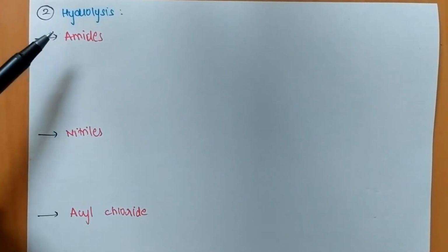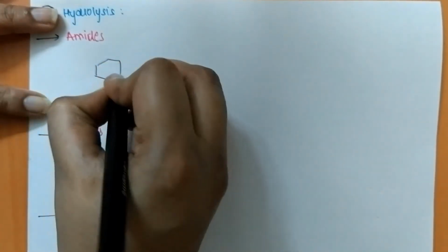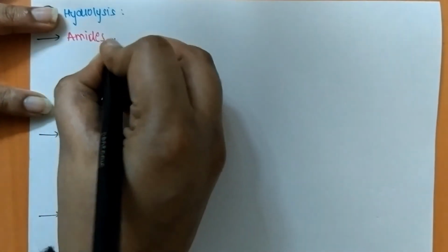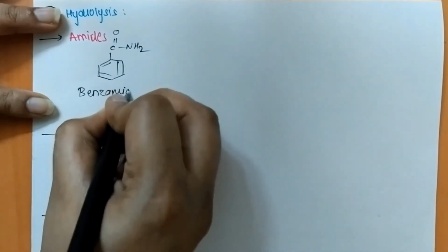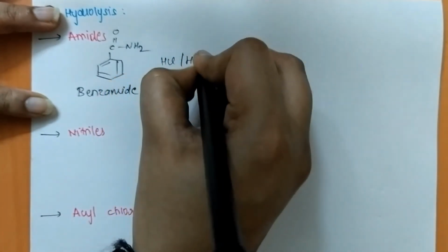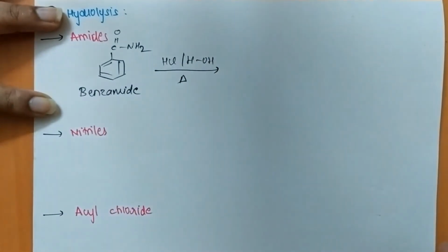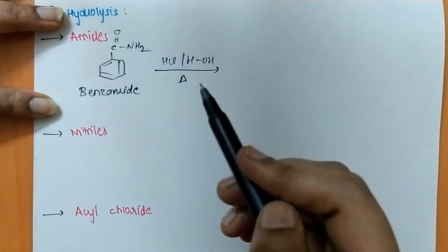Now our next method of preparation of the carboxylic acid is by the hydrolysis method. We can obtain the carboxylic acid by the hydrolysis of amides, nitriles or acyl chlorides. In case of amides, let us consider benzamide. This compound is called benzamide. Now this benzamide is allowed to react with water under acidic conditions, and that too in the presence of heat.